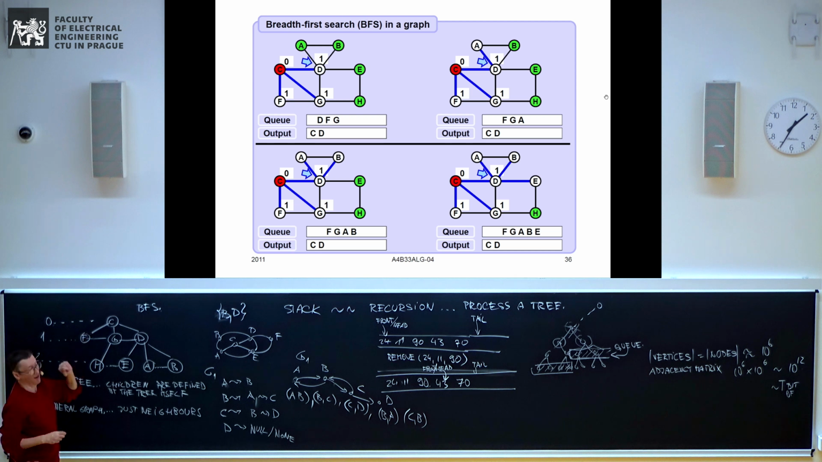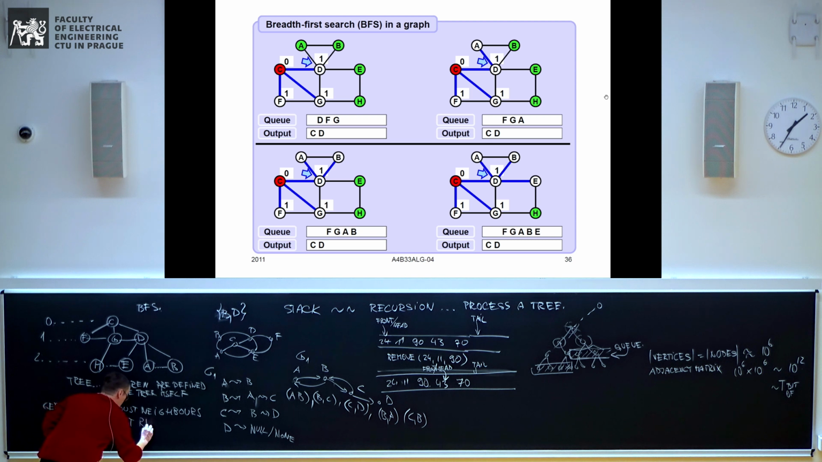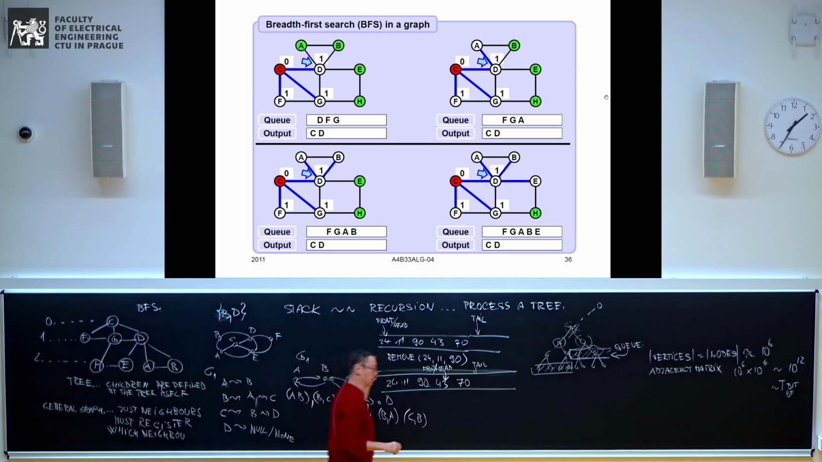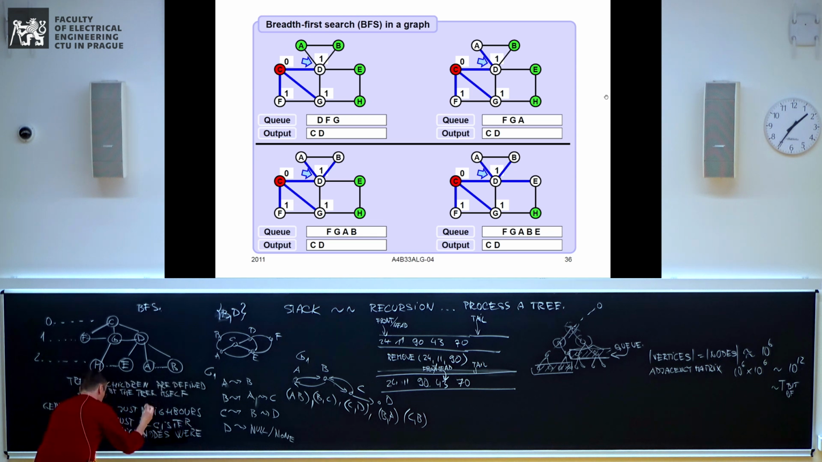Visit only fresh, unvisited neighbors. So we must register which nodes, not just neighbors, which nodes were visited during the search, not to go back to those nodes again. Which nodes were visited earlier in the search.